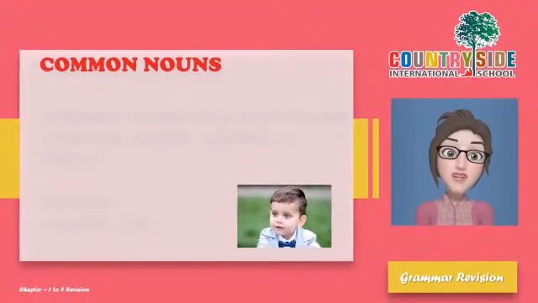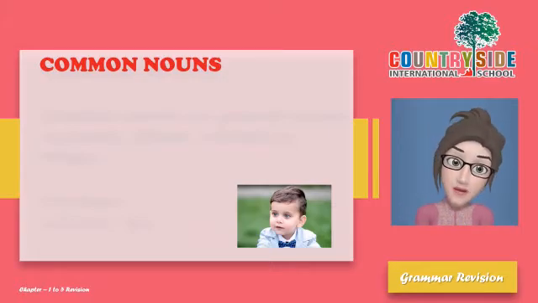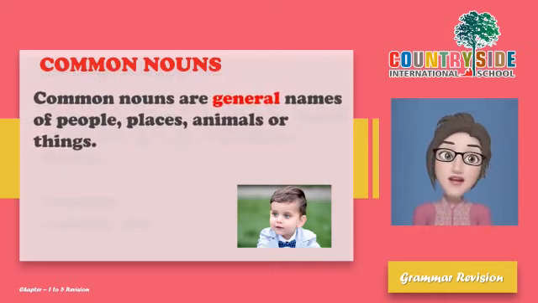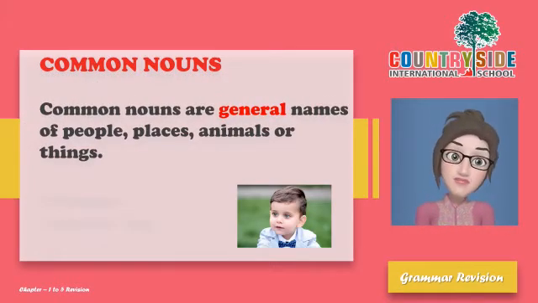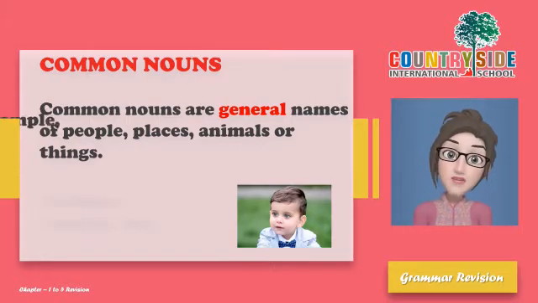Now in nouns, we studied two types of nouns. The first one was common noun. Common nouns are general names. They are the general names of all the things we see around us. Person, place, animal and things. Like for example, country, boy.